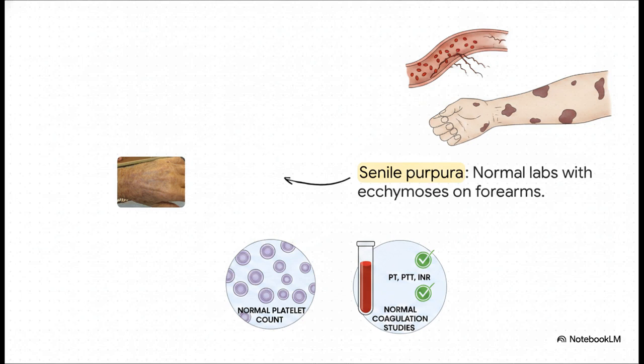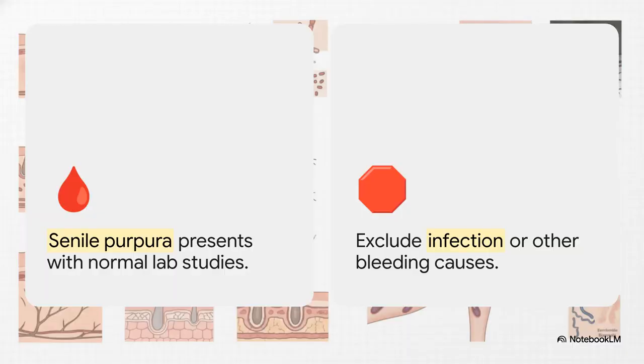Let's look at senile purpura. Notice the characteristic painless, non-pruritic ecchymoses right on the hands and forearms. The mechanism here is age-related connective tissue and vessel fragility. The vessels just lack sufficient structural support, so even minor trauma causes them to rupture. As those extravasated red blood cells degrade, they leave behind this residual brown pigmentation from hemosiderin. The key testing feature for you to remember: these older adult patients will present with completely normal platelet counts and normal coagulation studies.